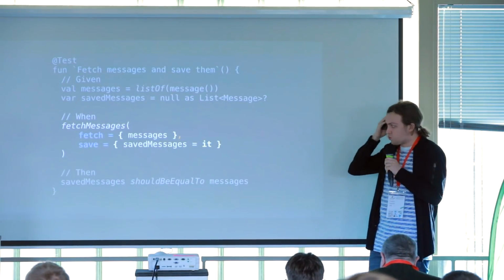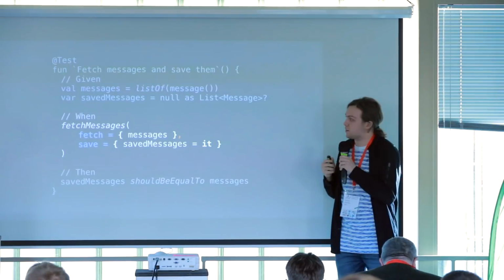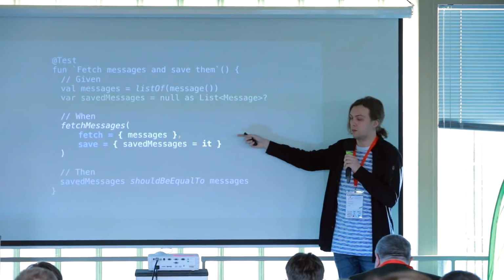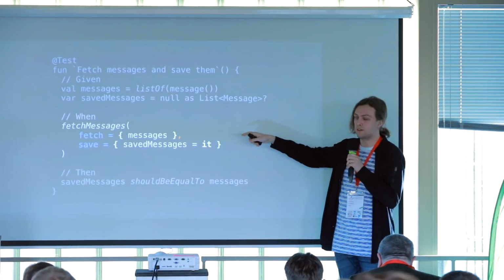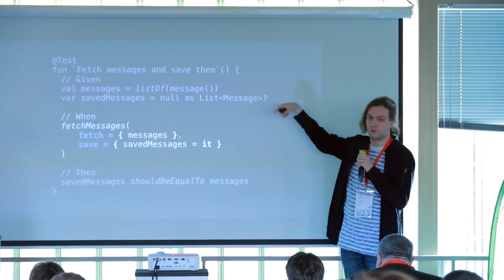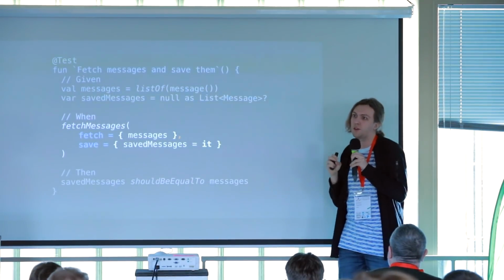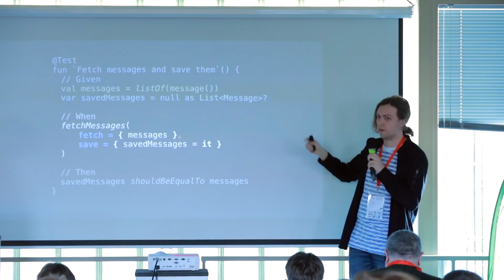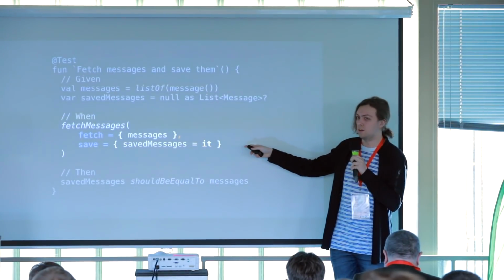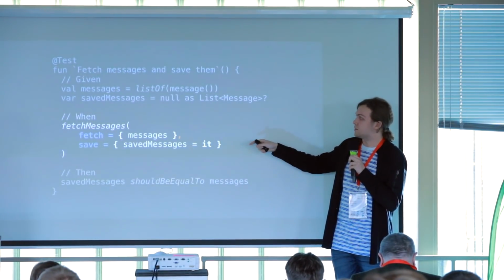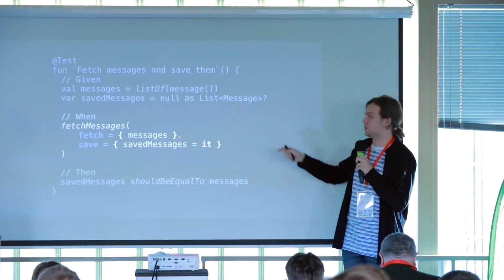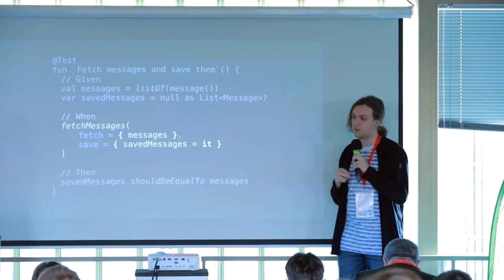And then we call the fetch messages function, but as parameters we pass two lambdas. For the fetch, we pass a lambda which always returns a list of messages, so it pretends that we are fetching messages even though it's a local variable. And the second lambda is saving messages into a local variable, so we pretend that we save them.